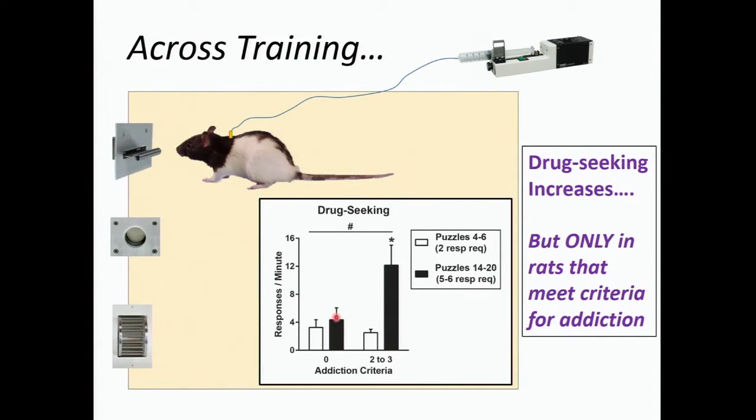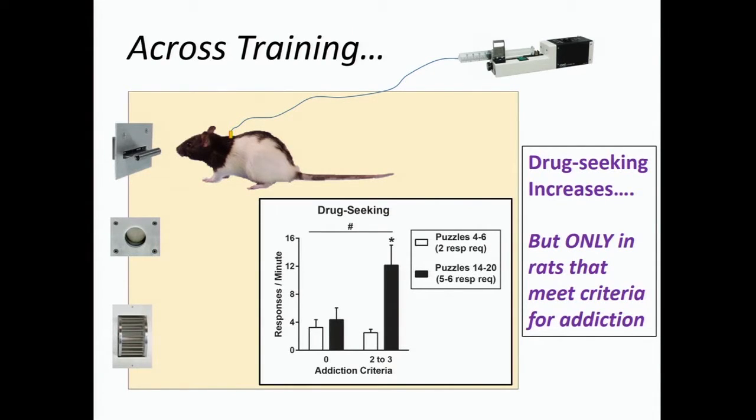And so what we can see is, across training from early training in the white bars to late training in the black bars, there's really not this increase in drug seeking in rats that don't show addiction-like behavior. Makes sense, right? But in rats that do show addiction-like behavior, there's this very significant enhancement in drug seeking. So they're more motivated to seek out drug by how much they're responding on the puzzle, how well they're trying to solve the puzzle. Okay, so drug seeking increases.